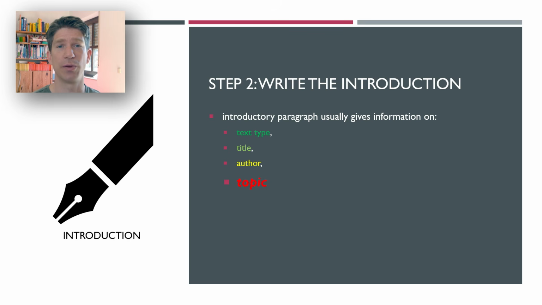Most importantly, the topic. Every student can copy title, text type, well, you have to think a little bit too, but title and author. But to get the topic right shows that you understood the text already. So this is more important than the other points. Sometimes you will also have a date and place of publication. If you do, you can add that too, and you should.